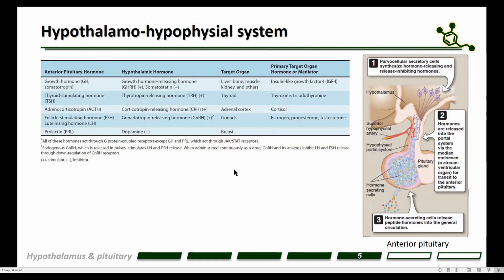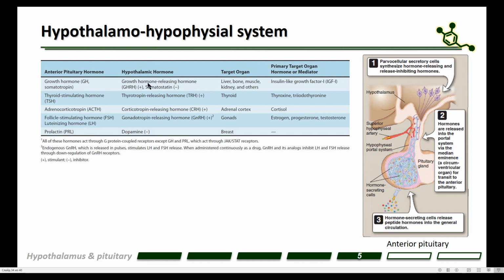Now, let's have a look at the releasing hormones. What do we have in here? In this table, you can see a summary of the releasing hormones that we have in the hypothalamus for the anterior pituitary. Like we have growth hormone releasing hormone and somatostatin, which will stimulate or inhibit production of the growth hormone that will cause growth and development of organs and tissues.